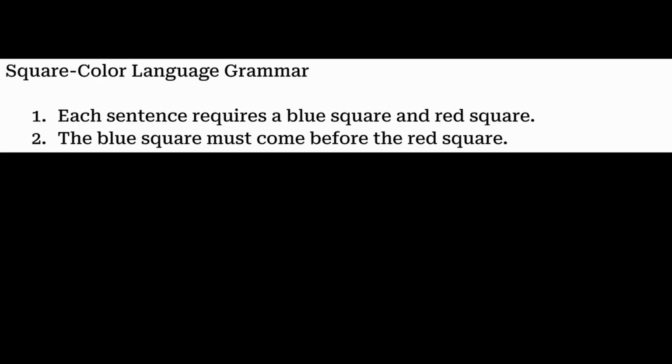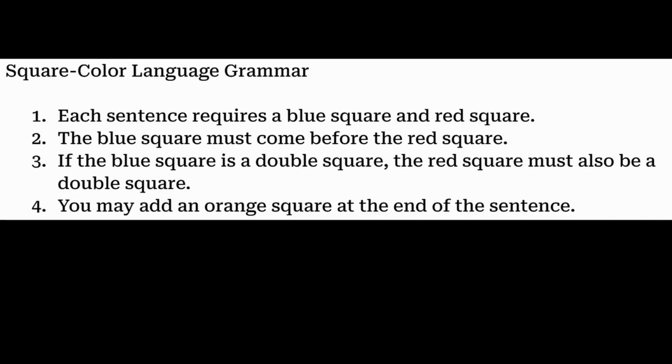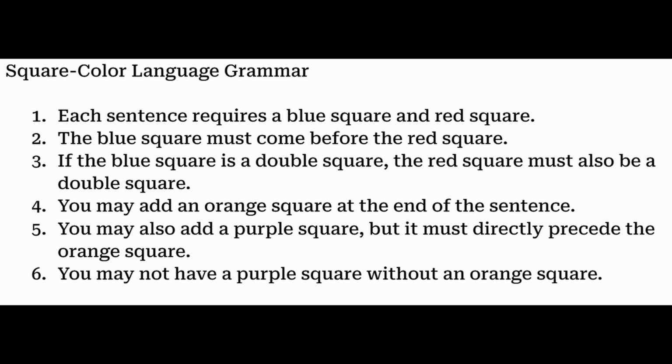Rule number 2, the blue square must come before the red square. Rule number 3, if the blue square is a double square, you'll see what I mean by that in a bit, the red square must also be a double square. Number 4, you may add an orange square at the end of the sentence. You may. Number 5, you may also add a purple square, but it must directly precede the orange square. And lastly, number 6, you may not have a purple square without an orange square.